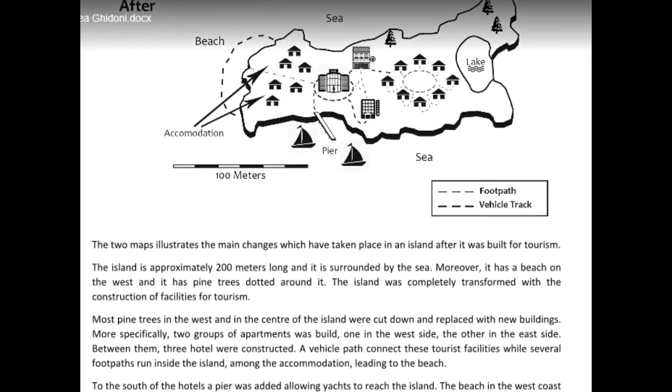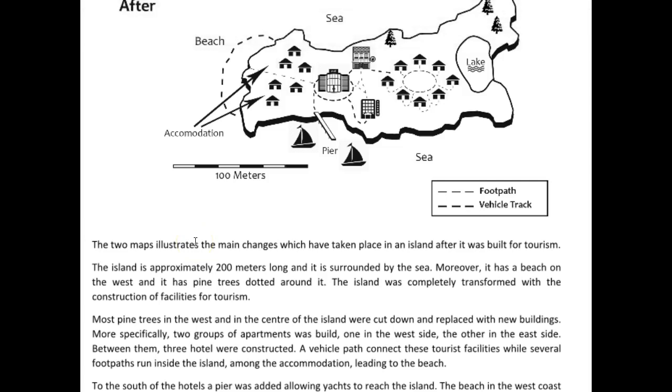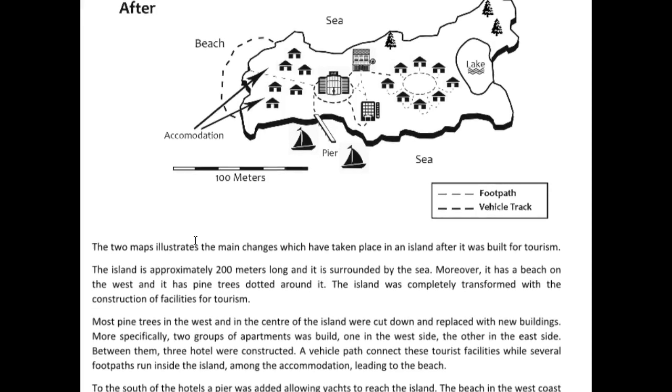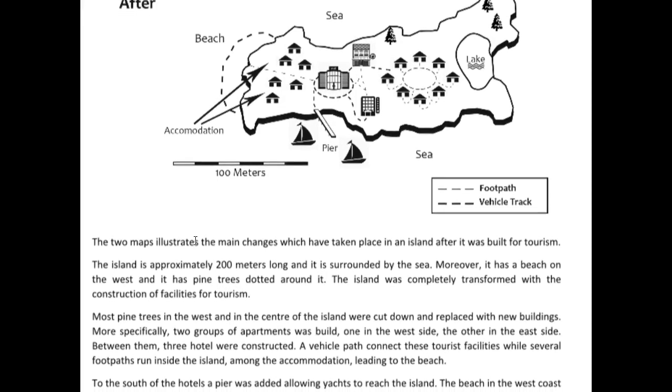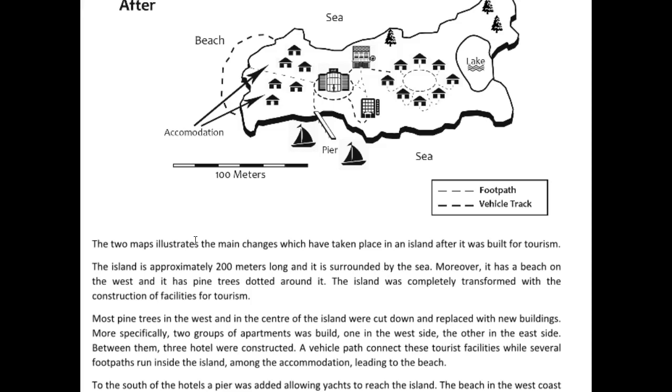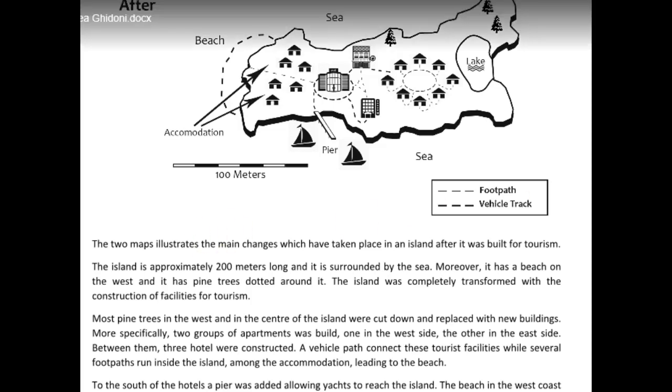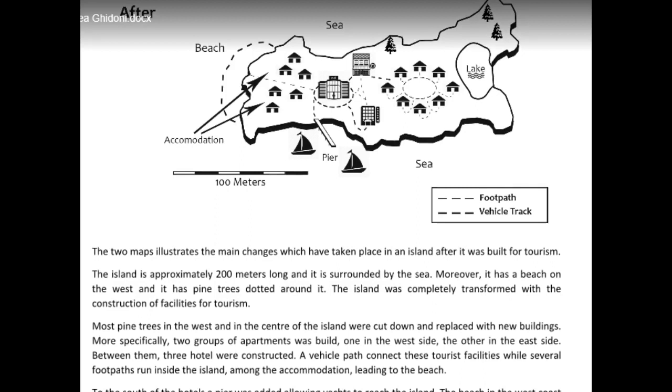The two maps illustrate, without the S, the main changes which have taken place in an island after it was built for tourism. The island is approximately 200 meters long and it is surrounded by the sea. Moreover, it has a beach on the west. Let's see, does it? And it has pine trees dotted around it.